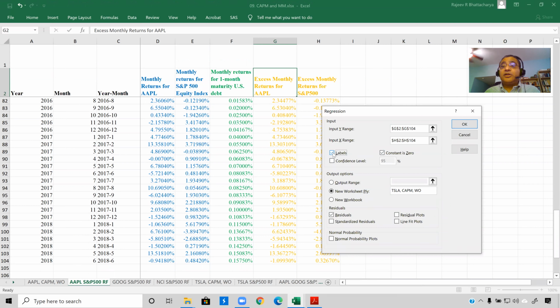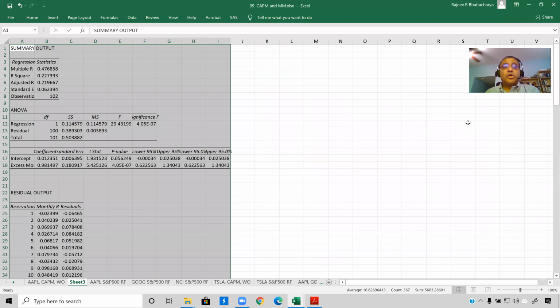Labels, as we had earlier, because we have put these things in here. Input constant, now we will uncheck it. That is to say, we will let alpha be estimated through the least squares process. So click on OK. We forgot to name this, but that's easily fixed.